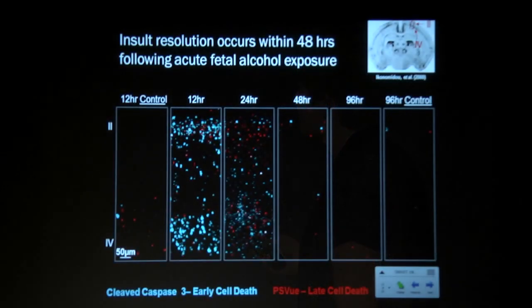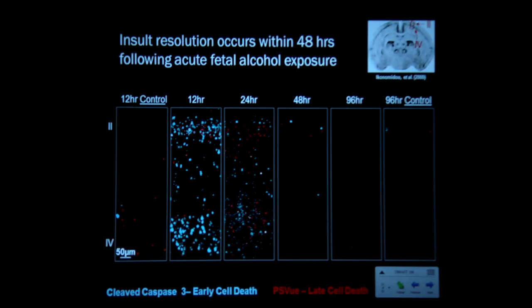All right, what I wanted to do finally is just to overlay those two channels of cell death for you. Once again, we see a lot of cleaved caspase 3, our early marker of cell death, at 12 hours after alcohol exposure, telling us that alcohol is still causing cell death at this time. And as we move to 24 hours, we see an increase in PSVU. So these cells that are in the early stages of cell death are now moving into the late stages of cell death. And finally, what we see at 48 and 96 hours after alcohol injection is that most of those dead cells have been removed from the cortex.